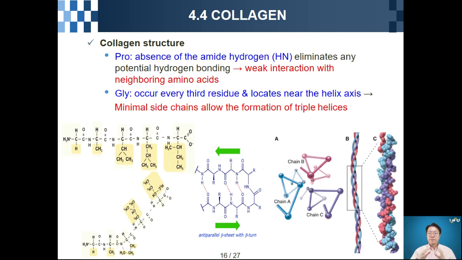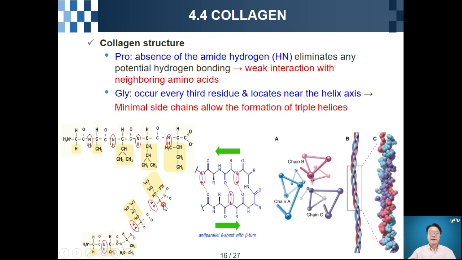So collagen's repeating unit is composed of glycine, XAA, and YAA. In XAA, proline can be there, and in YAA, proline can also be there. Okay, so this is the regular polypeptide. Each amino acid is connected by peptide bonds. For example, here they are connected by peptide bond, peptide bond, peptide bond. Okay, so in these cases, they have NH. Usually this amide hydrogen makes hydrogen bonding with the neighboring oxygen.